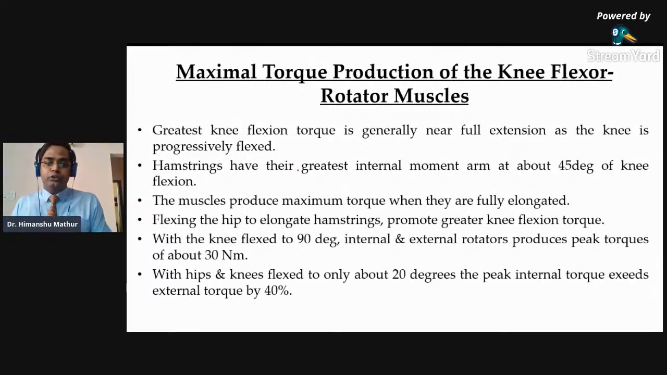Now, the hamstrings, amongst all the muscles, have their greatest internal moment at about 45 degrees of knee flexion. In the last few slides, we just saw one thing.